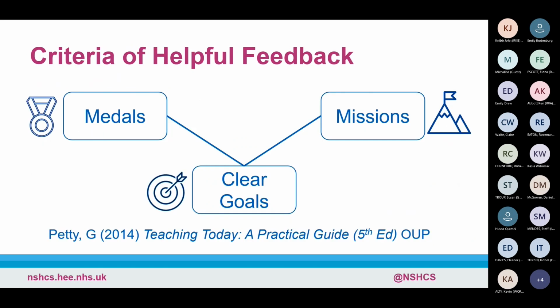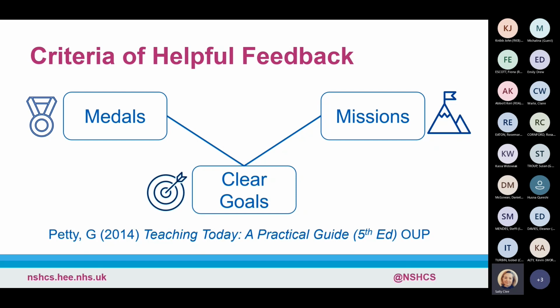So in terms of criteria of helpful feedback, a good way of looking at it is someone called Jeff Petty, who's done a lot on teaching and learning, and all sorts of aspects around teaching and learning. But I particularly like the way that he approaches giving good feedback, and it's very much around some of the things you'll recognise. So having things like medal, applied to formative feedback or summative feedback, either or. And in terms of medals, you can probably guess that's what's been done well.